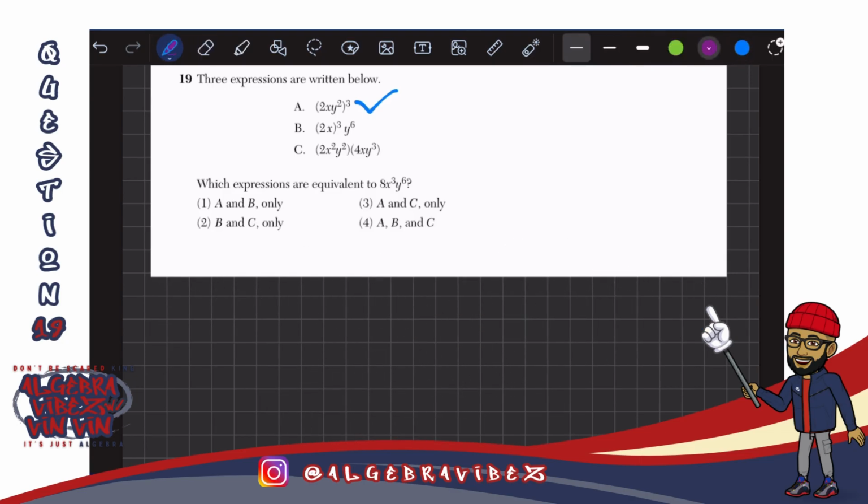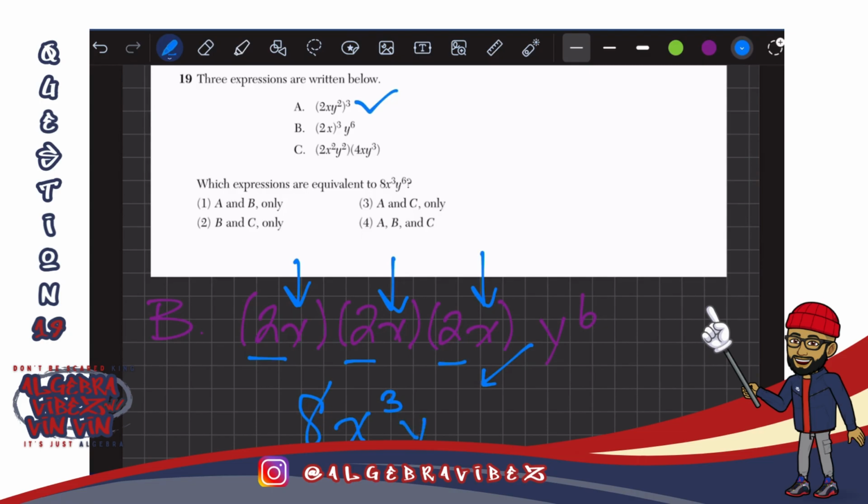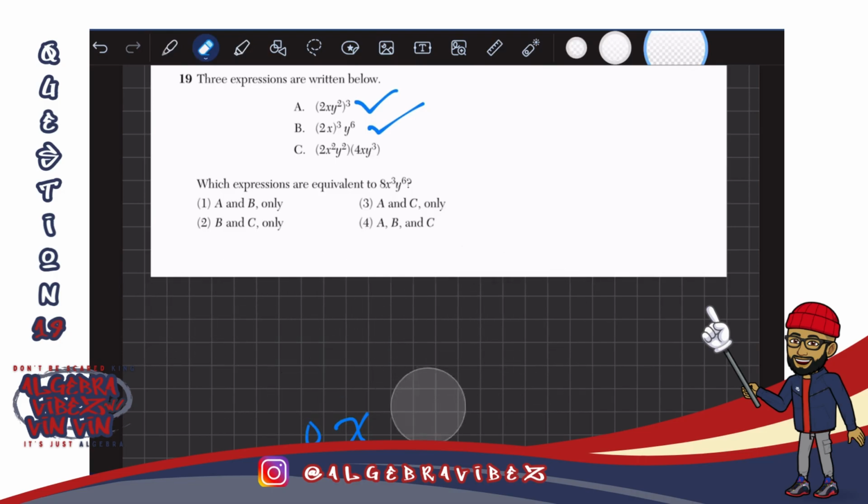We're going to move on to B. So B is going to be 2x, 2x, and 2x, with y to the 6 by itself. Again, we already know when we multiply 2 times 2, it gives us 4, times another 2, it gives us 8. And then we have 1, 2, and 3 x's. And then we're just going to move this y to the 6 down. So this one works as well. And we're going to move on to the next one, which is going to be C.